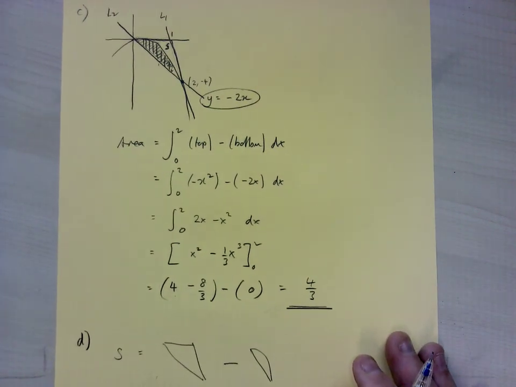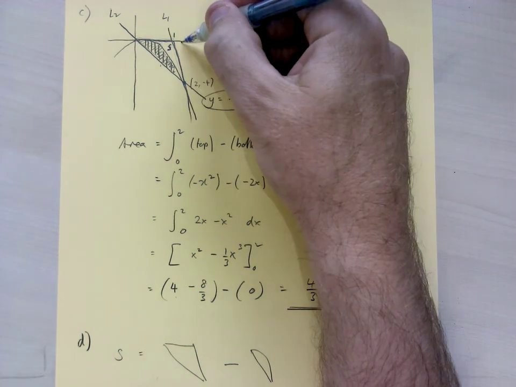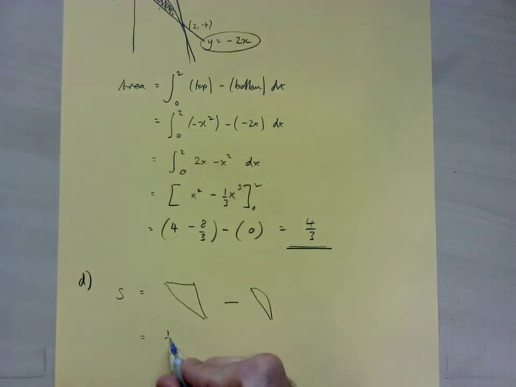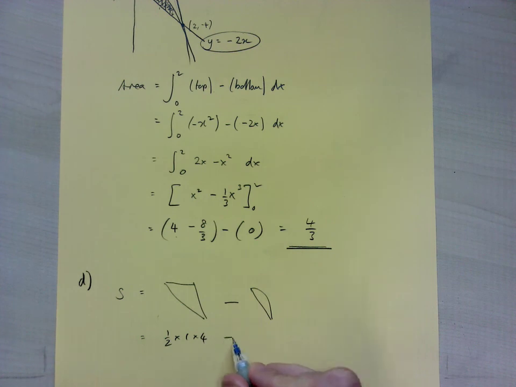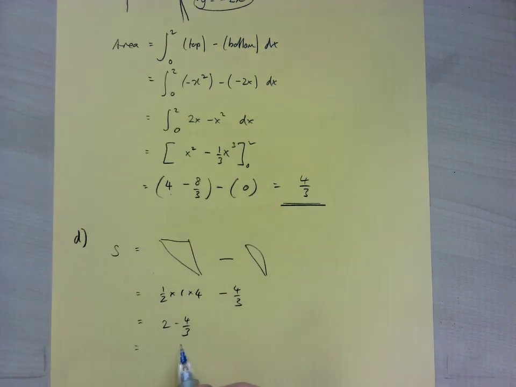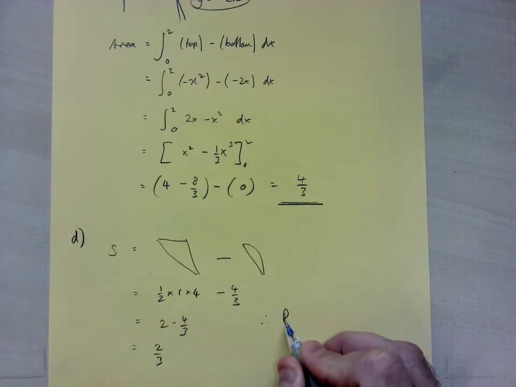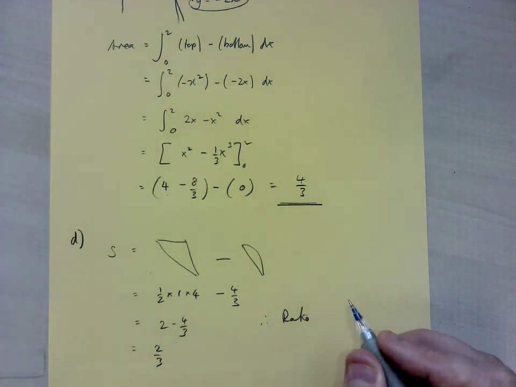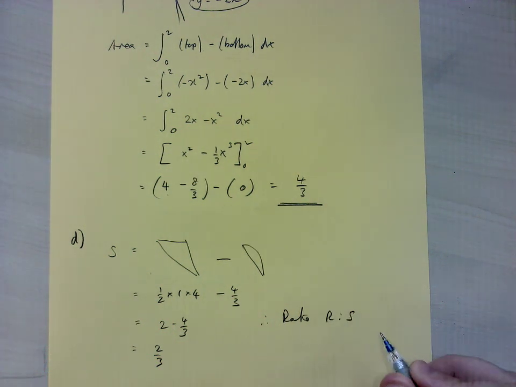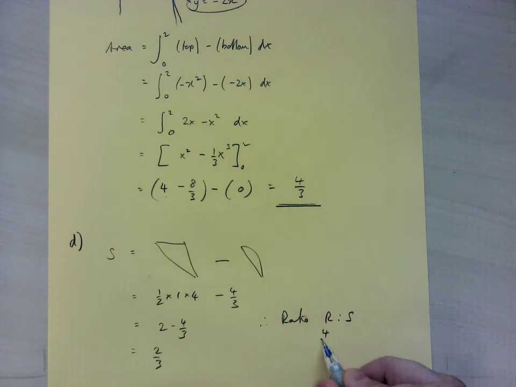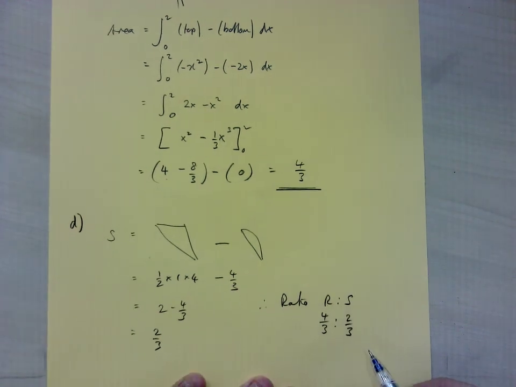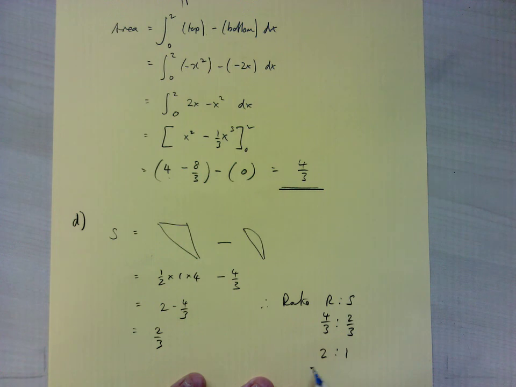This area of the triangle, base is 1, and the height is 4, so that's going to be a half times 1 times 4. This area I just worked out was 4 thirds, so let's work this out. That's 2 minus 4 thirds, which is equal to 2 thirds. So I've got the information I need. Therefore, the question asks me for the ratio of R to S. I know that R from before was 4 thirds to 2 thirds, which is then a ratio of 2 to 1.